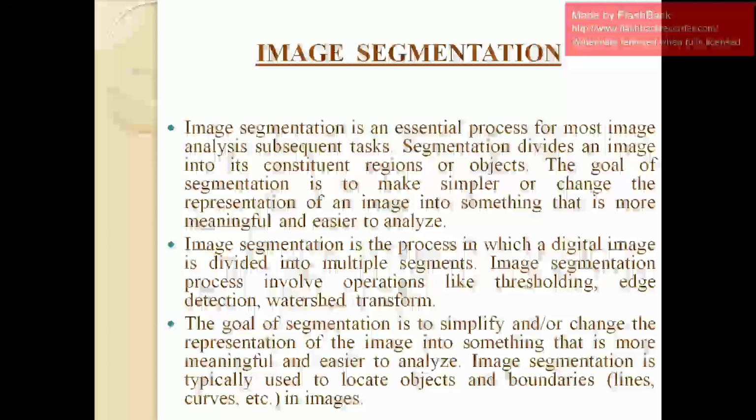Image segmentation. Image segmentation is a process in which a digital image is divided into multiple segments. The process involves operations like thresholding, edge detection, watershed transform, and many others. The main goal of segmentation is to simplify or change the representation of the image into something that is more meaningful and easier to analyze. Image segmentation is typically used to locate objects and boundaries in images.